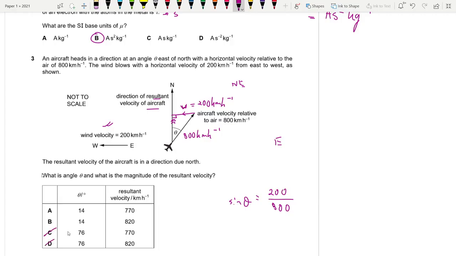So these are accurate. And we are going to use trigonometry to find the angle out, and to find out the resultant velocity, we're going to use the Pythagoras theorem. So 800 square minus 200 square, root over answer, that gives us a value of 775. Okay, so the closest answer is A. So 3 should be A.